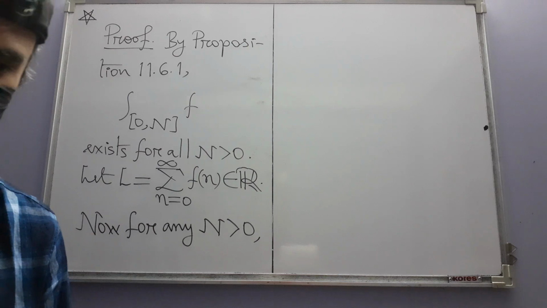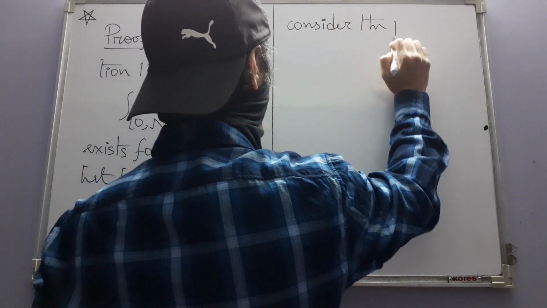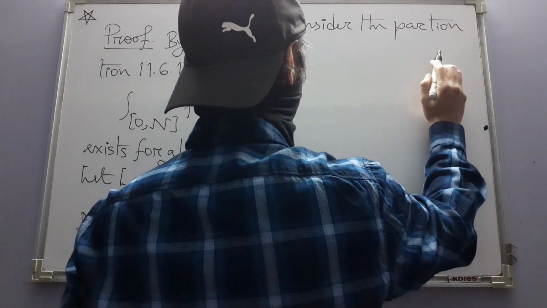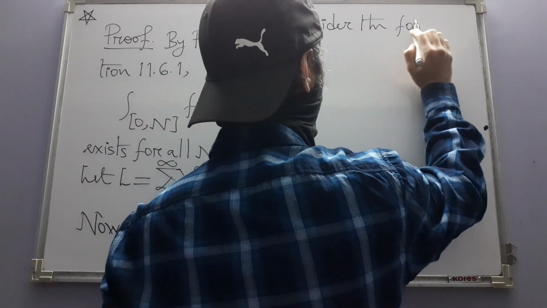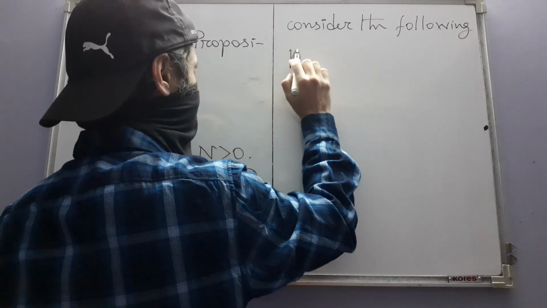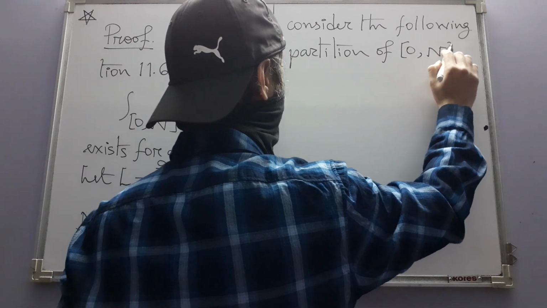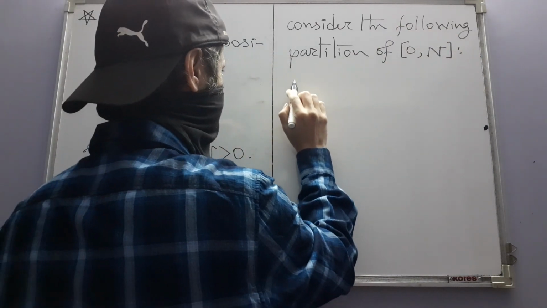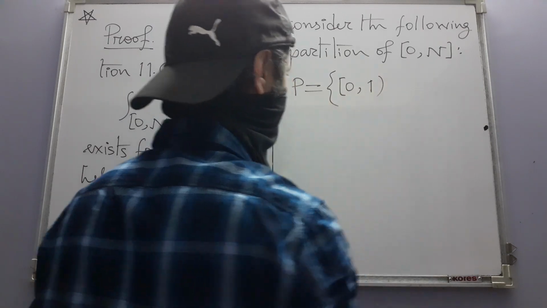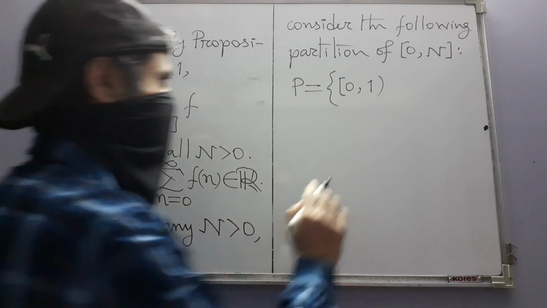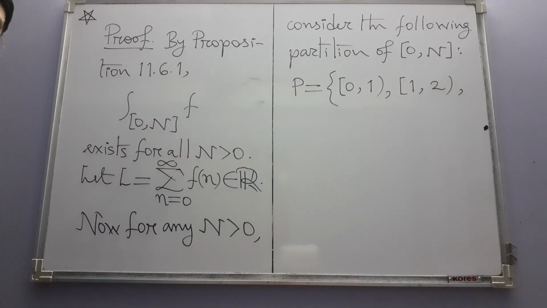So for this, you have to consider the following partition of the closed interval 0, n, and this is the partition. Closed open interval 0, 1, then closed open interval 1, 2, and in this way the subintervals in the partition go.